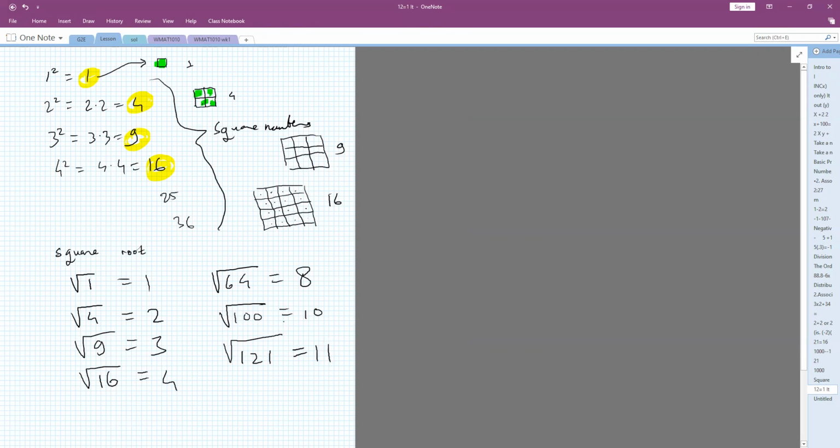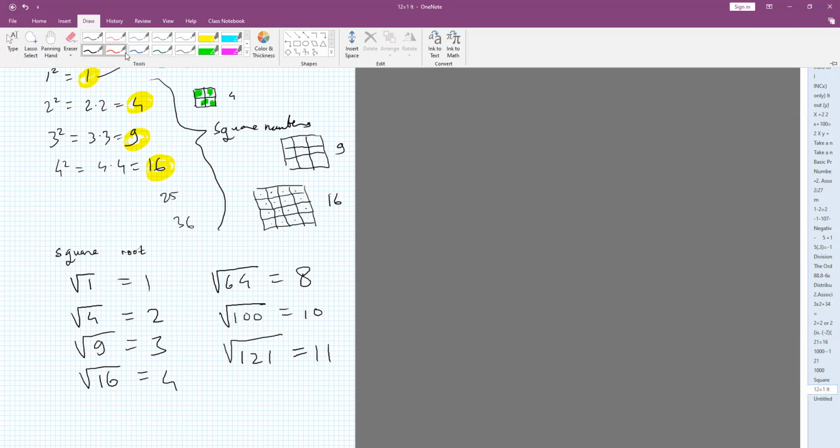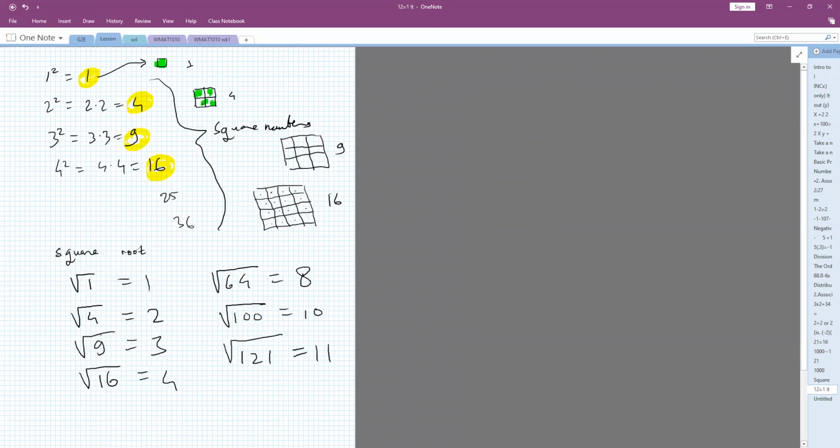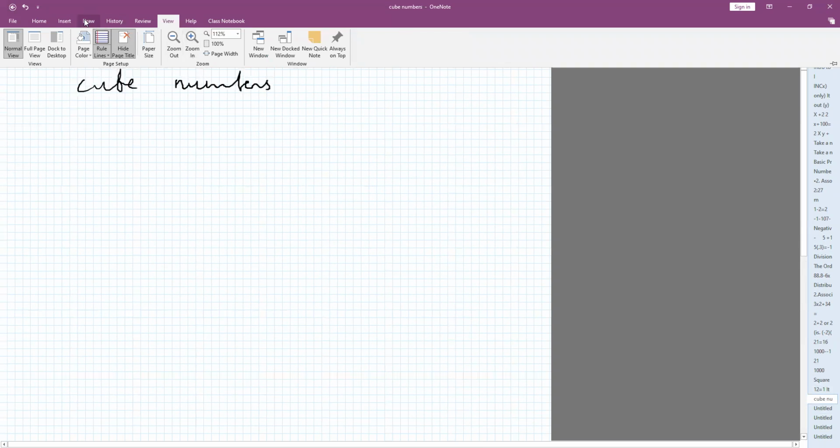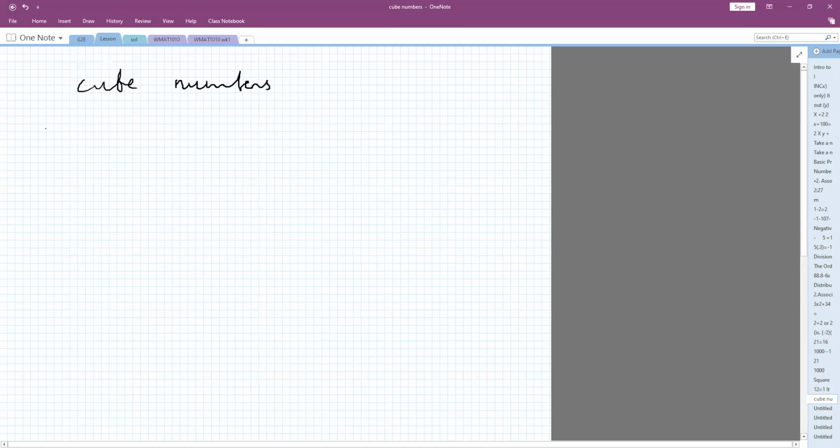Okay, so basically the idea of square root is if you have a square number and you take the square root of it, that gives you this value. Now the last one that I want to discuss with you is called cube numbers. So is it basically numbers to the power of 6? No, not the power of 6. Actually what happens here is, let me show you.